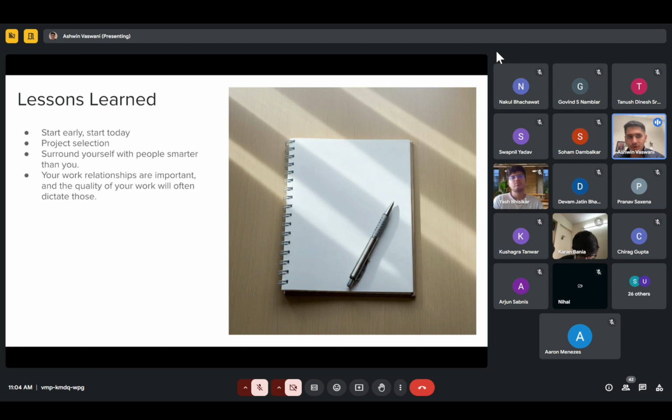Your work relationships are important, and often the quality of your work will dictate that. What I mean by that is that whenever you're doing projects, either with your faculty at BITS, or externally in your thesis, or with any internship with your managers, try to have good working relationships with them. Try to be responsive, hardworking. Try to meet your deadlines as much as possible, because at the end of the day, whenever you're looking for next opportunities, they'll be the ones that will open those for you, both in terms of letters of recommendation, in terms of referrals, in terms of just guiding you on the right path. They'll be your mentors along the way throughout. So try to acknowledge that early on.